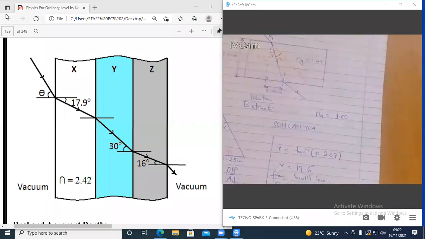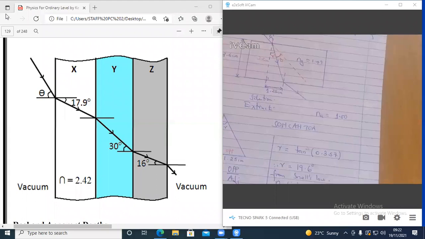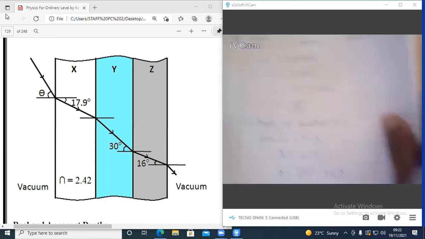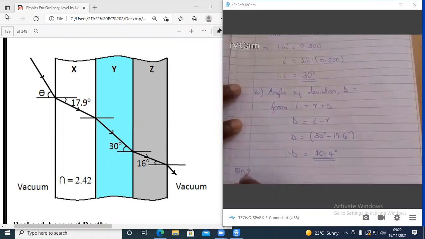So that is question 1. I think the rest are clear, the rest are easy, the rest we have already done them. So let's look at question number 2.